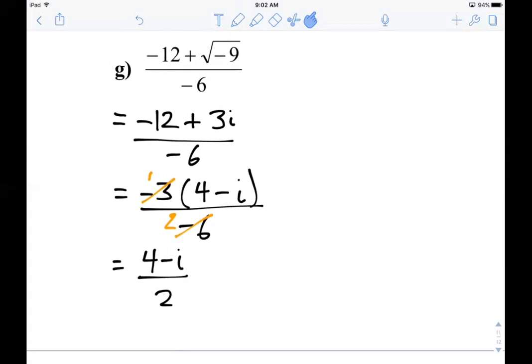In the second part of this lesson, we're going to take this a step further and look at some other calculations we can do with complex numbers.